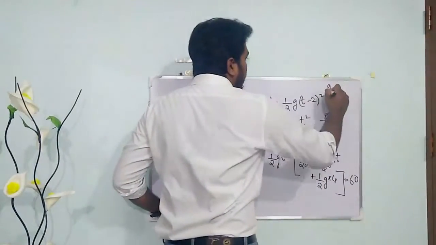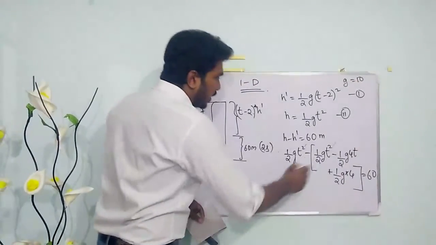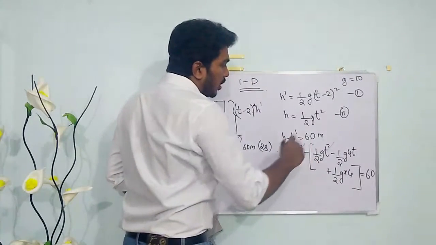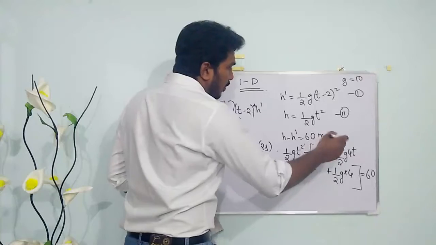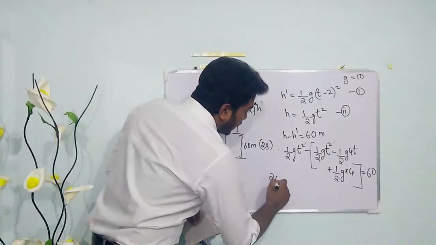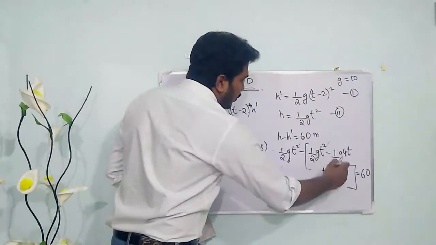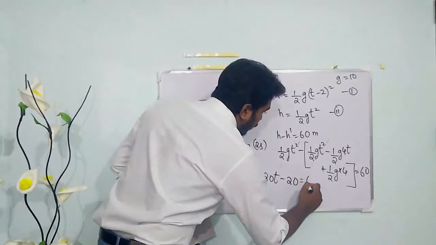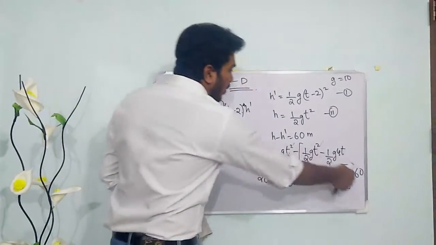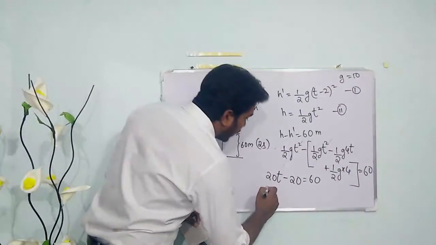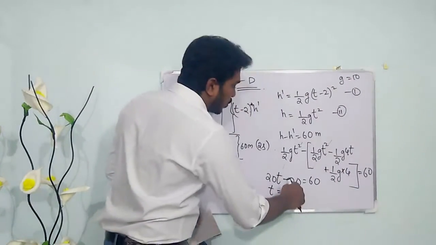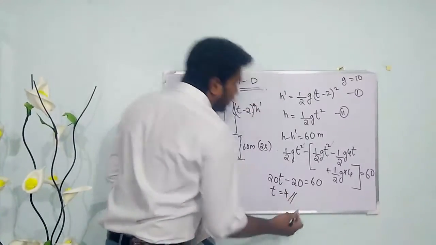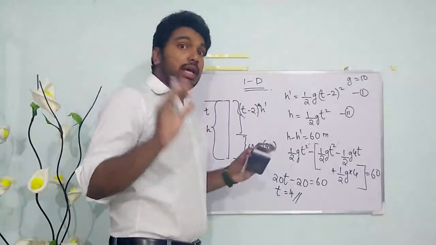So g is equal to 10. I'm taking the value of g as 10. So you will be getting this as 10 by 2, that will be 5. 5 fours are 20, right? So 20t, 10 by 2, 5 fours are 20, minus 20 is equal to 60. So when you open the bracket, we are getting like this. So from here, what do you get? t is equal to, 20 to the other side, 80 by 20, thus t is equal to 4.